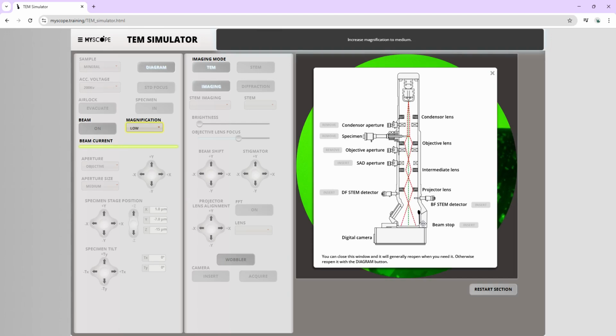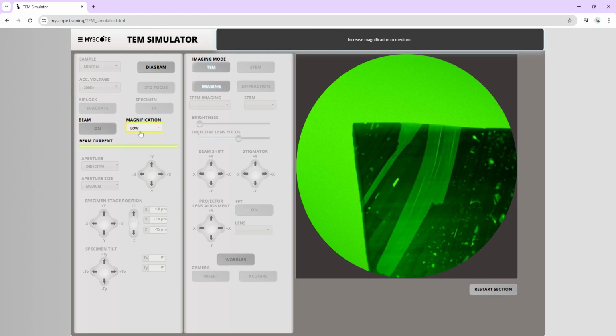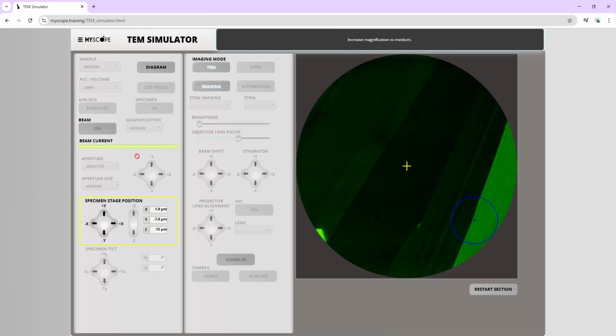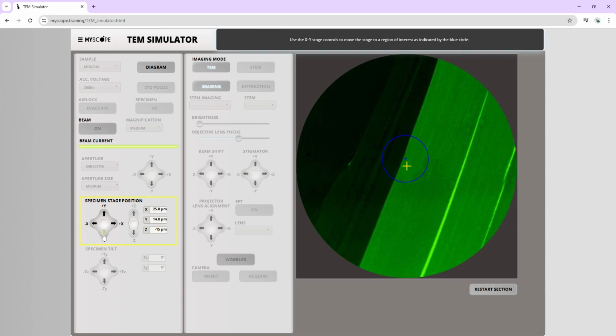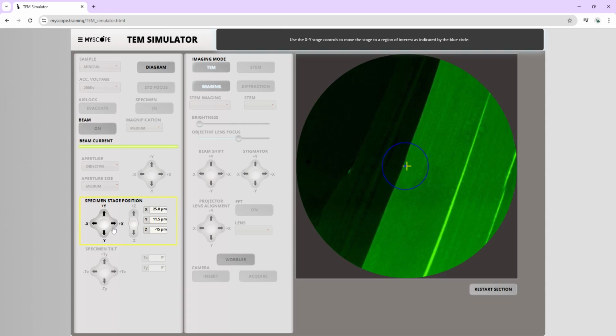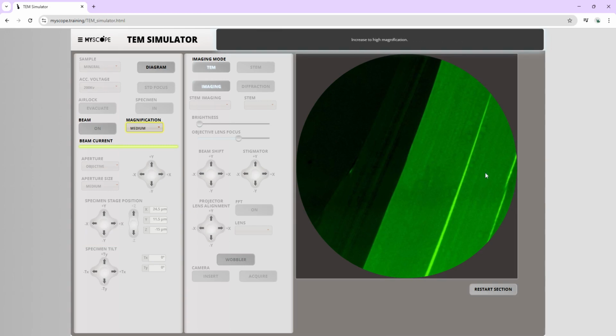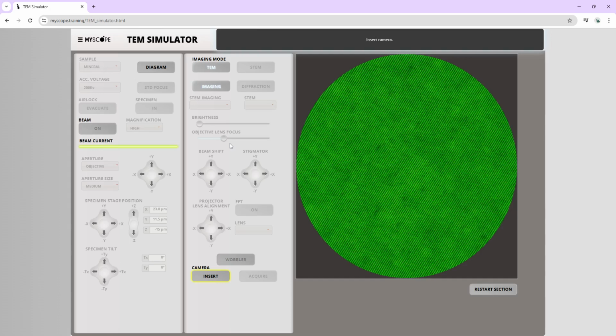Once we've adjusted all the settings for the different lenses, we can start looking at the magnification of our image. At the minute, this is set to low. As you want to zoom in, you need to adjust the center point of your image. Very similar to how you would do this in a real microscope. You start off on the low magnification settings and then zoom in. When the magnification is at its highest, you can see the images of the individual atoms.